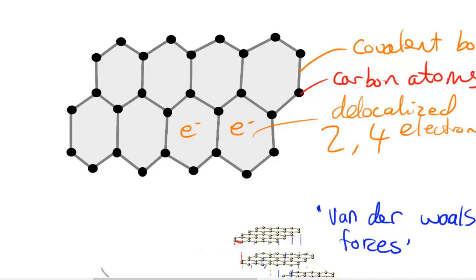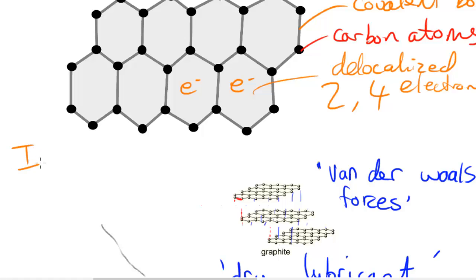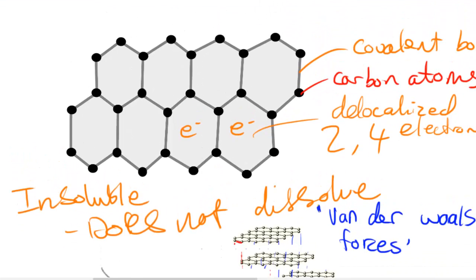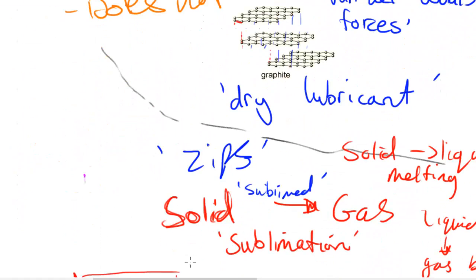And so graphite is insoluble. It basically does not dissolve. It does not dissolve because of the fact that these covalent bonds would need to be broken, and they're really strong, so they don't get broken. Okay, so those are the properties of graphite.